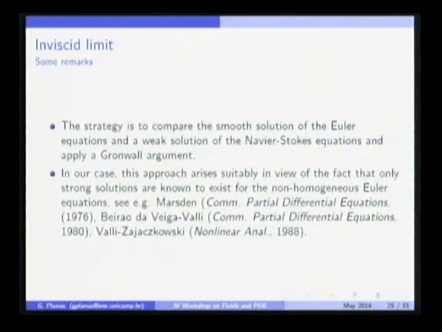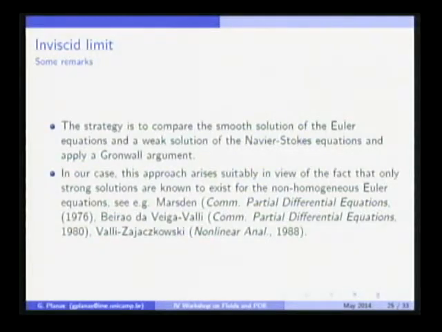As a comment, this approach arises naturally in view of the fact that only strong solutions are known to exist for the non-homogeneous Euler equation. This is the same or a similar idea as when we prove results of weak-strong uniqueness, comparing a weak solution and a strong solution. There are some references about the existence of strong solutions of the non-homogeneous Euler equation.